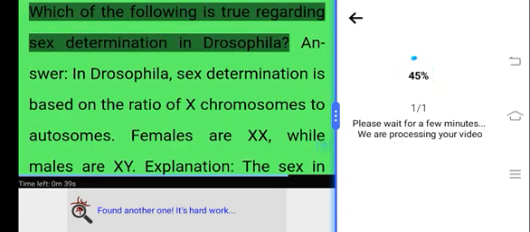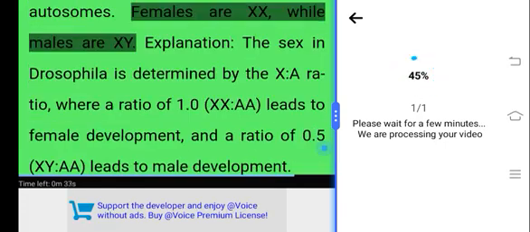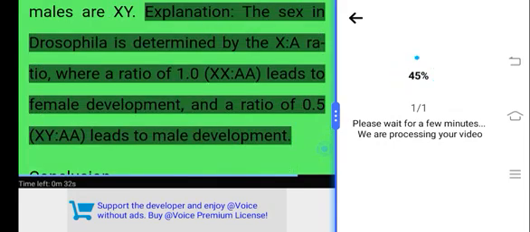CSIR NET JRF June 2018. Which of the following is true regarding sex determination in Drosophila? Answer. In Drosophila, sex determination is based on the ratio of X chromosomes to autosomes. Females are XX, while males are XY. Explanation. The sex in Drosophila is determined by the X:A ratio, where a ratio of 1.0 (XX) leads to female development, and a ratio of 0.5 (XY) leads to male development.